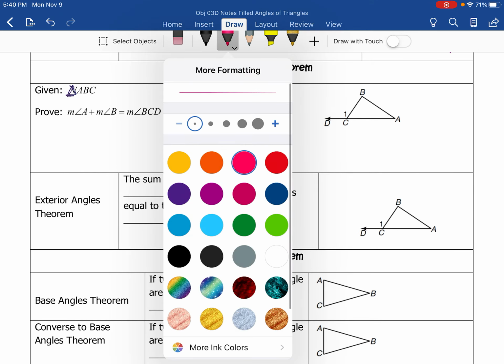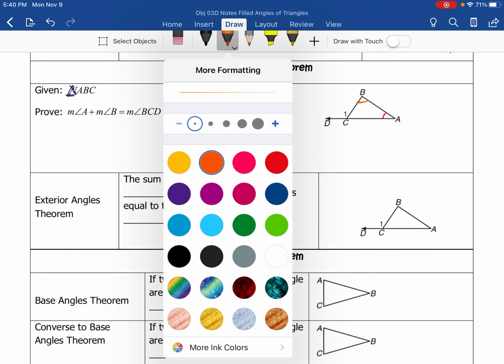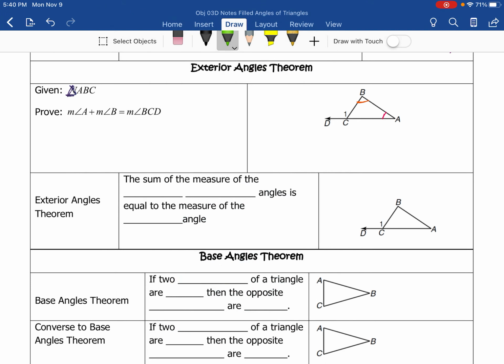So let's look at that right there. The measure of A plus the measure of B must be equal to this one right here, C. Okay? So how does that come about? Now, the first thing I want to do is talk about this right here.